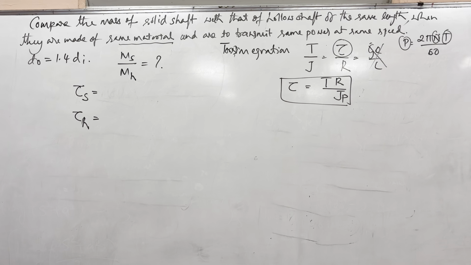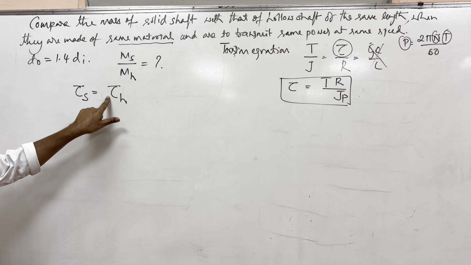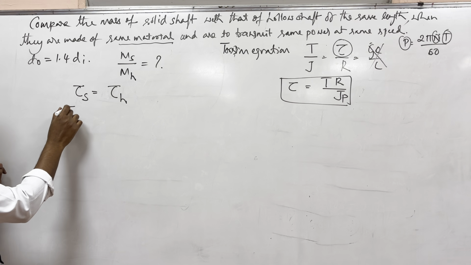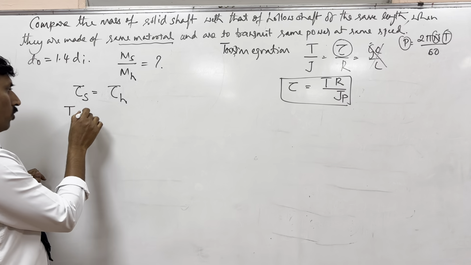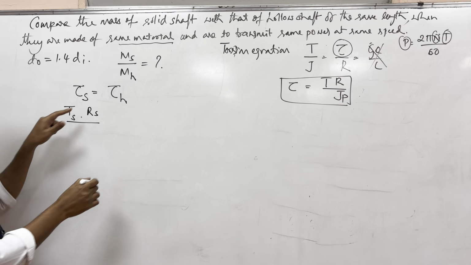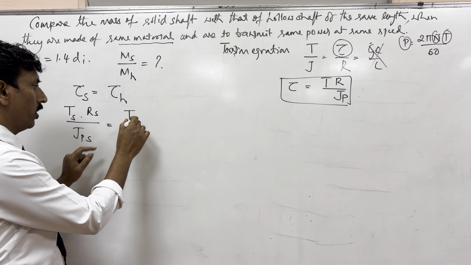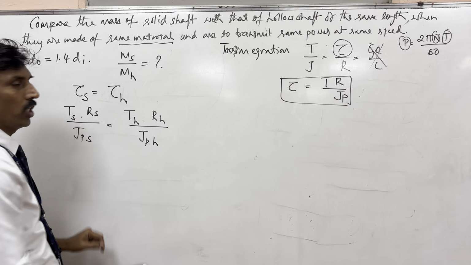Now once you have done this, the formula says we can equate them because the shear stress for the solid shaft and the hollow shaft has to be the same. So I'm using this equation: the torque of the solid shaft multiplied by the radius of the solid shaft divided by Jp of the solid shaft is equal to the torque in the hollow shaft multiplied by the radius of the hollow shaft divided by Jp of the hollow shaft.